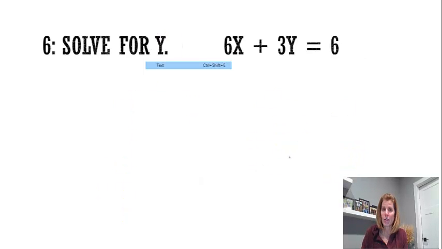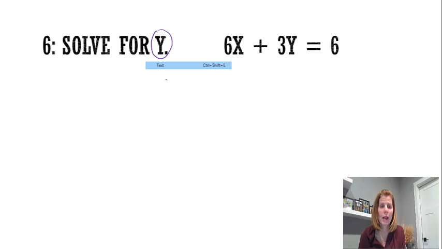Okay, number 6, it is your turn. We've got 6x plus 3y equals 6. What I'd like you to do is go ahead and write it down. Please remember that we are solving for y. So if you would go ahead and draw your mobile balance and see if you can get it solved for y. When you're done, come back and I will work it out to see how you did.